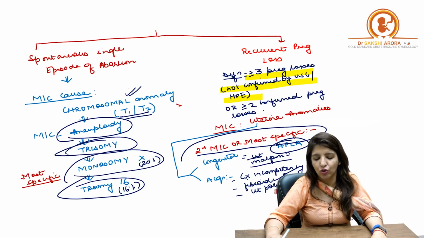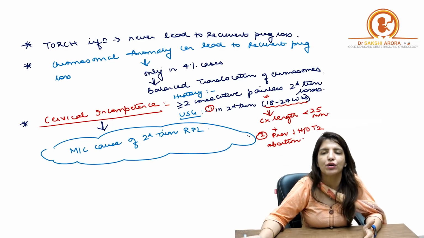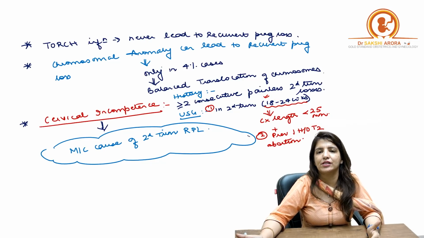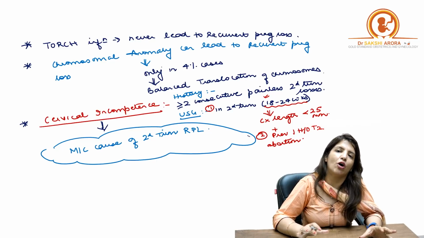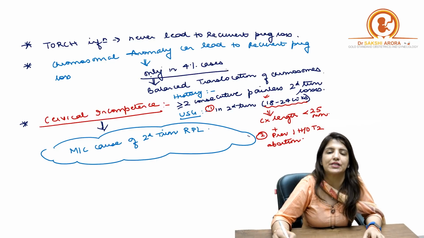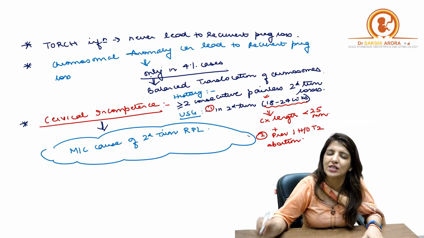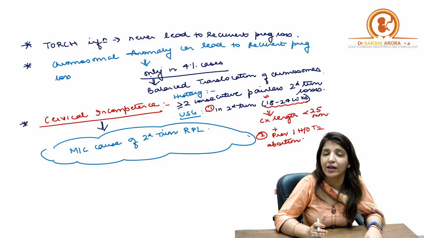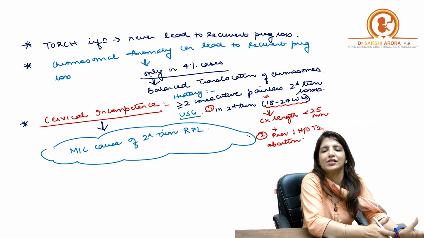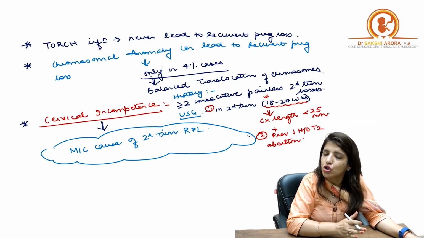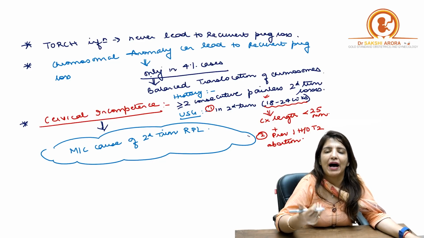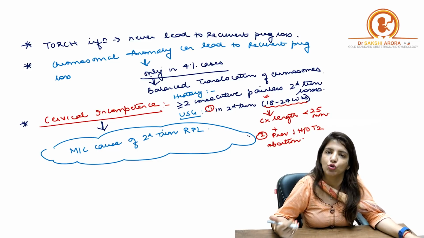Apart from this, endocrinal causes can also lead to recurrent pregnancy loss. Chromosomal anomalies can also lead to recurrent pregnancy loss, but when we talk about chromosomal anomalies, chromosomal anomalies lead to only 4% cases of recurrent pregnancy loss, and the most common chromosomal anomaly which leads to recurrent pregnancy loss, you are not going to say it is aneuploidy or trisomy. Most common chromosomal anomaly which leads to recurrent pregnancy loss is balanced translocation of chromosomes.